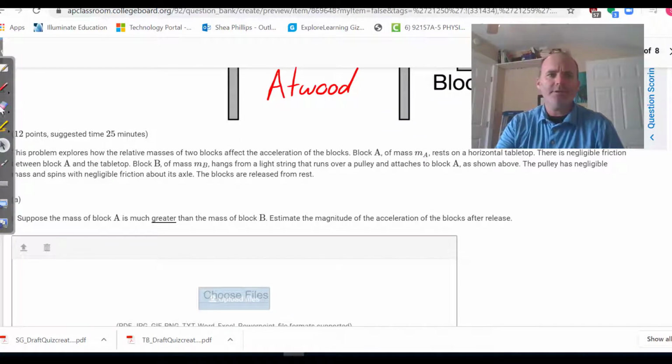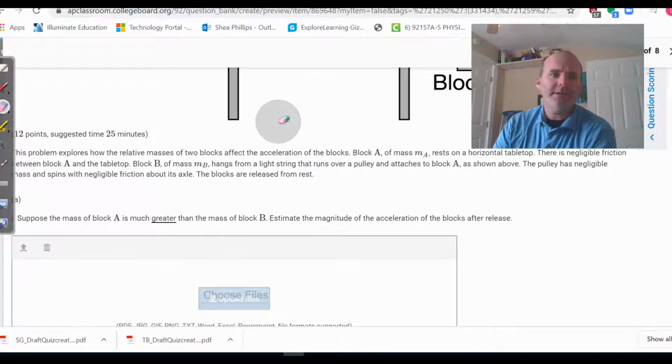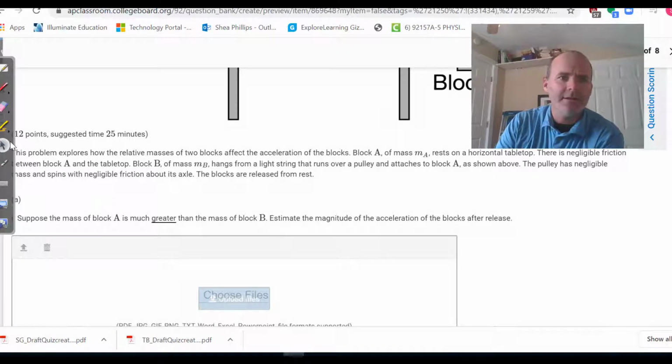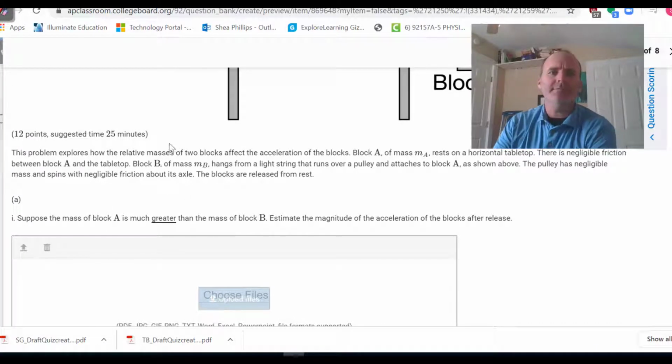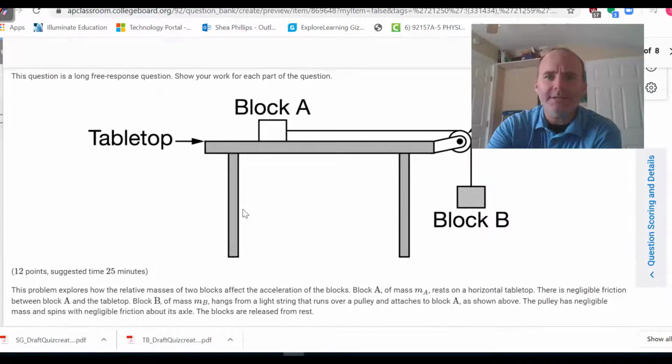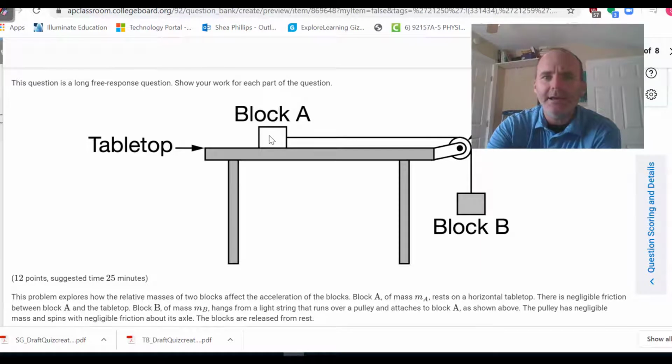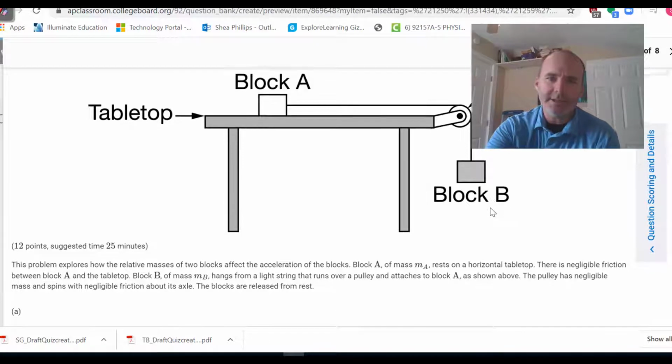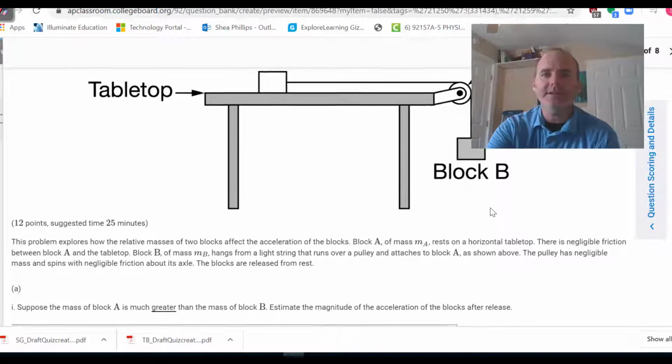So, let's look at the first part of the question. It just has us give an estimate, or an argument, on this. So we have the whole setup. Let's say that block A has a much greater mass than block B. Okay, so just gut instinct. If block A has a really big mass compared to block B, estimate the acceleration.